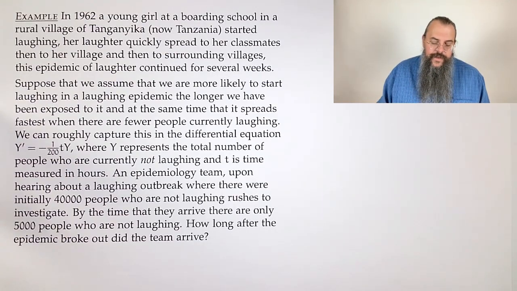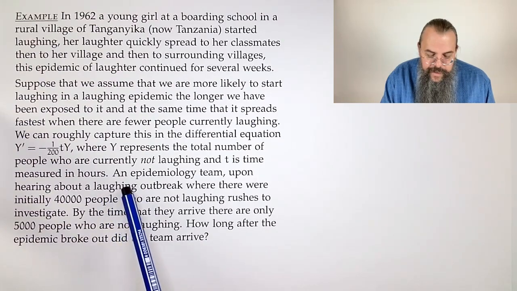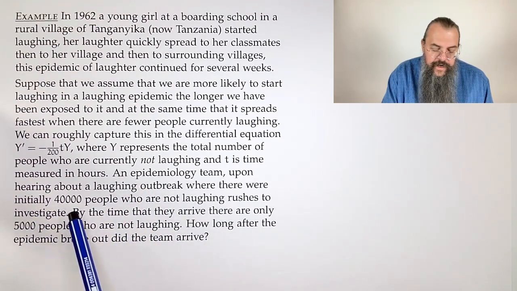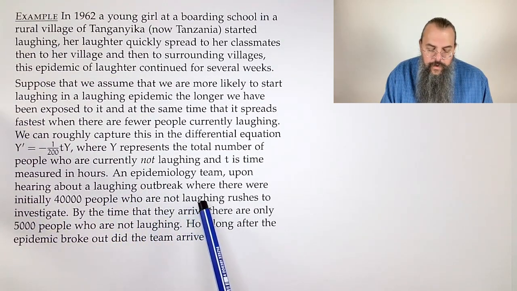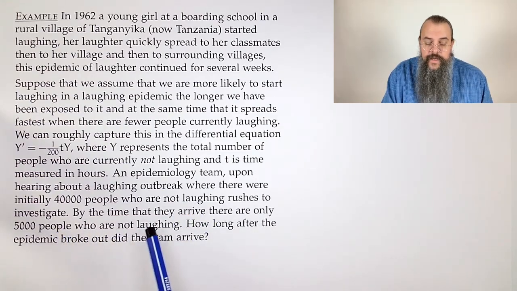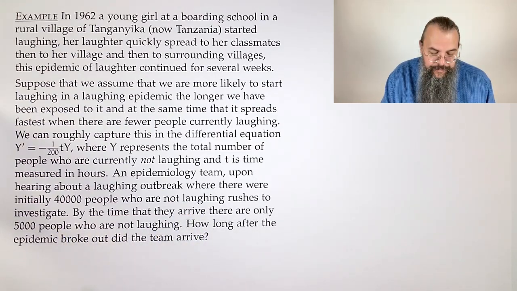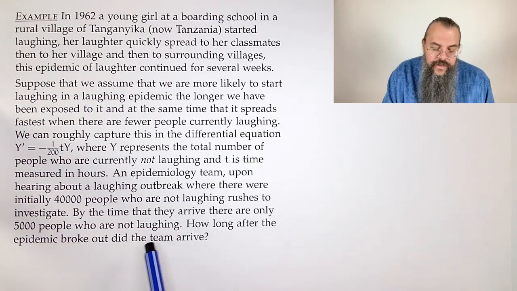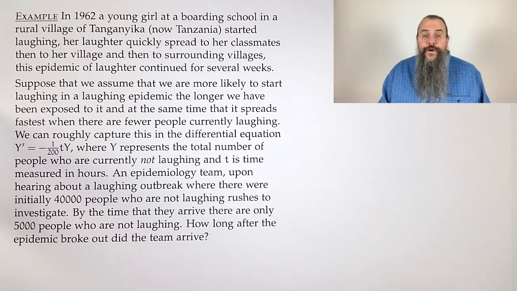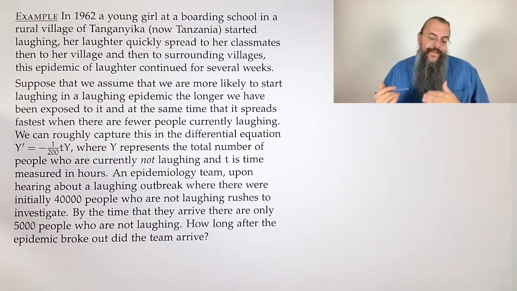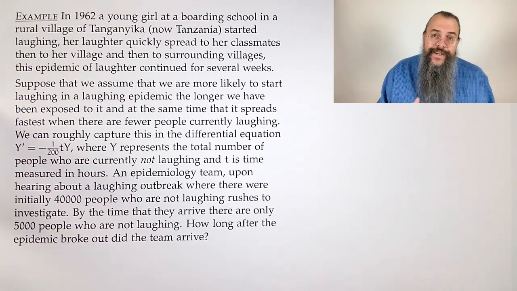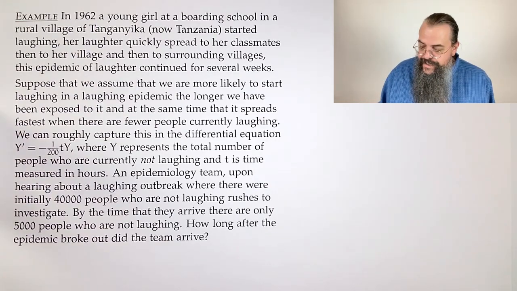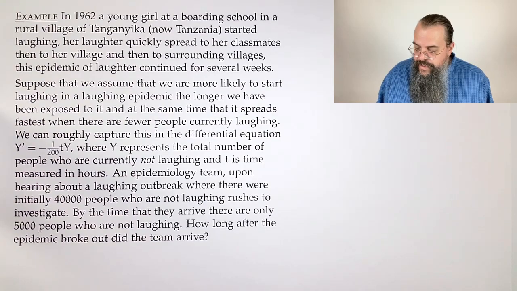All right, so an epidemiology team, upon hearing about a laughing outbreak, where there were initially 40,000 people who were not laughing, rushes to investigate. By the time they arrive, there are only 5,000 people who are not laughing. How long after the epidemic broke out did the team arrive? So that's our question. Okay, so let's think about it.